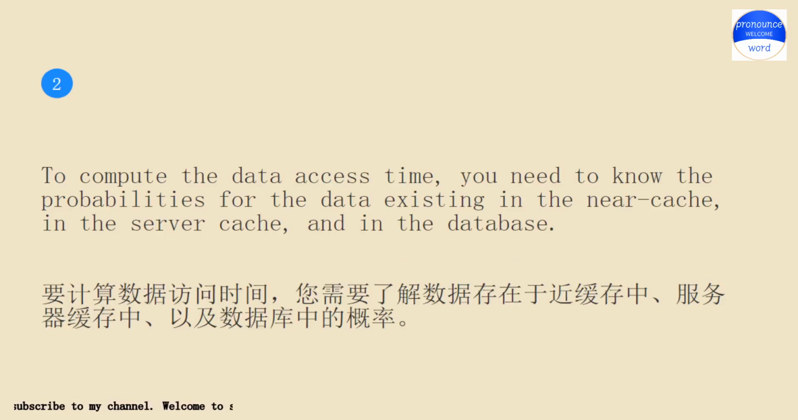To compute the data access time, you need to know the probabilities for the data existing in the near cache, in the server cache, and in the database.